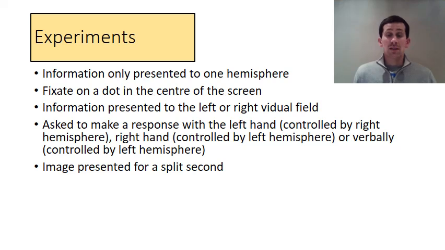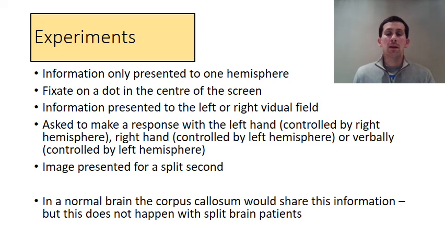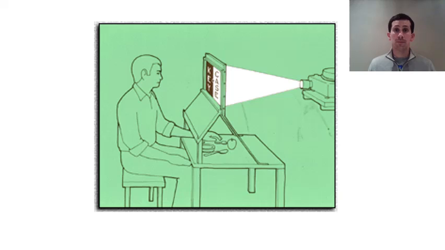The image is presented in either field for a split second only, so there's no time for someone to look across either way. It's presented to either their right or their left visual field. And in a normal brain, the corpus callosum would share the information between the two hemispheres. But this doesn't happen with split brain patients.